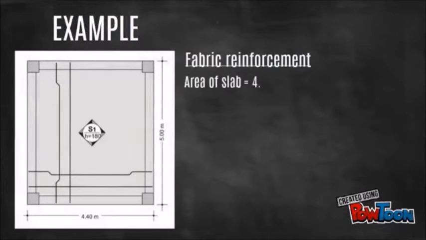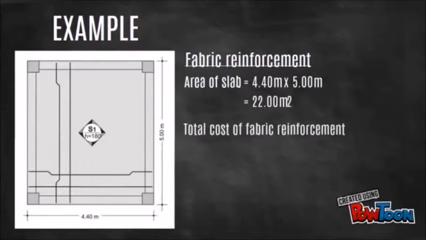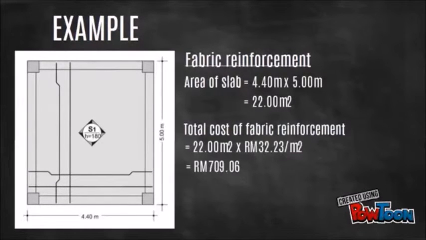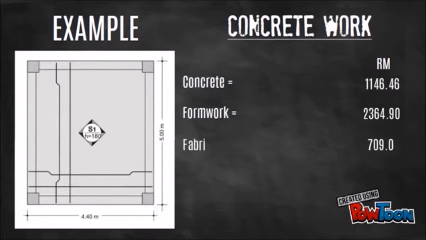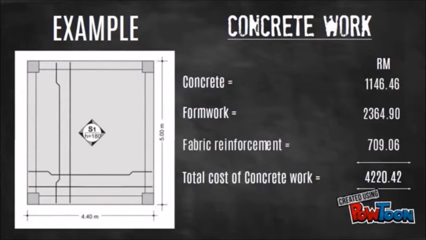Area of the slab is 22 meters square. Total cost of the fabric reinforcement is the slab area times with the build up rates. We get 709 ringgit and 6 cents. Sum up all the costs, we get 4,220 ringgit and 42 cents for the total cost of concrete work.